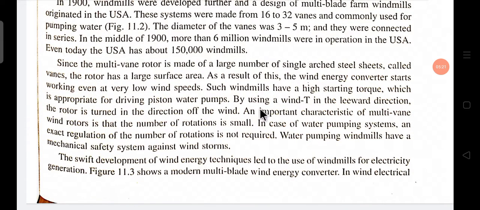By using a wind tail in the lower direction, the rotor is turned in the direction of the wind. An important characteristic of a multi-vane wind rotor is that the number of rotations is small. In case of a water pumping system, an exact regulation of the number of rotations is not required. Water pumping windmills have a mechanical safety system against wind storms.